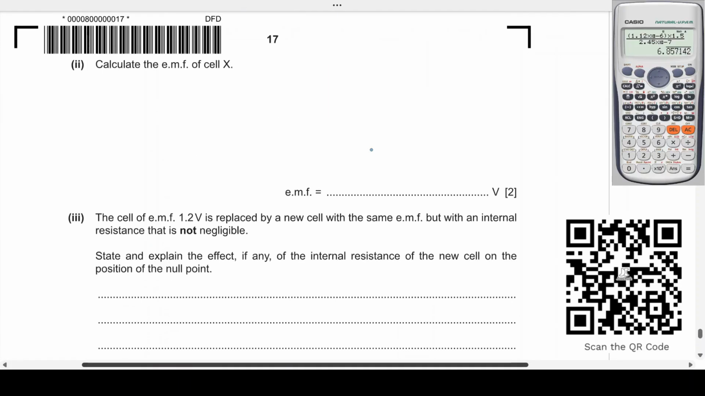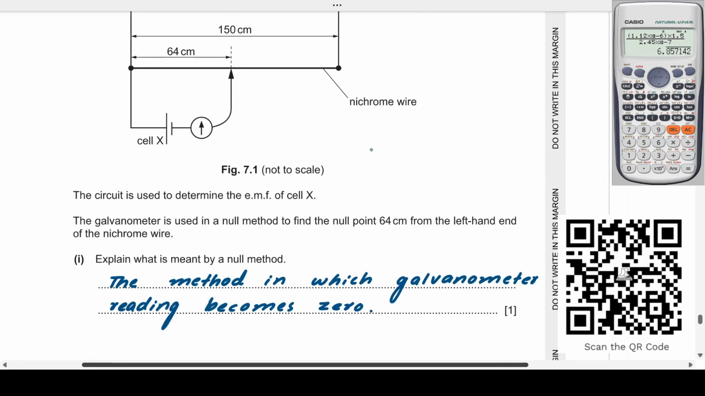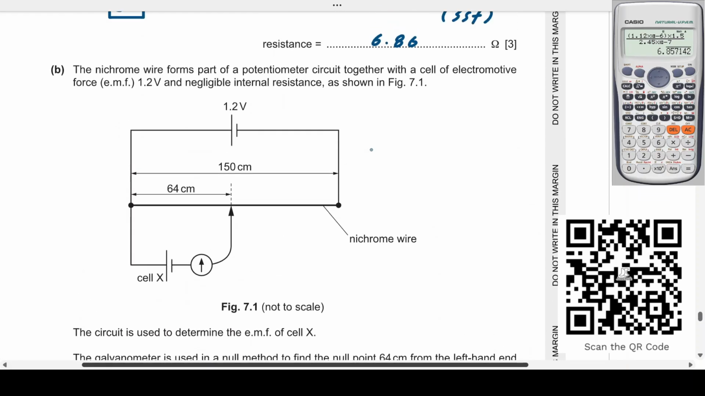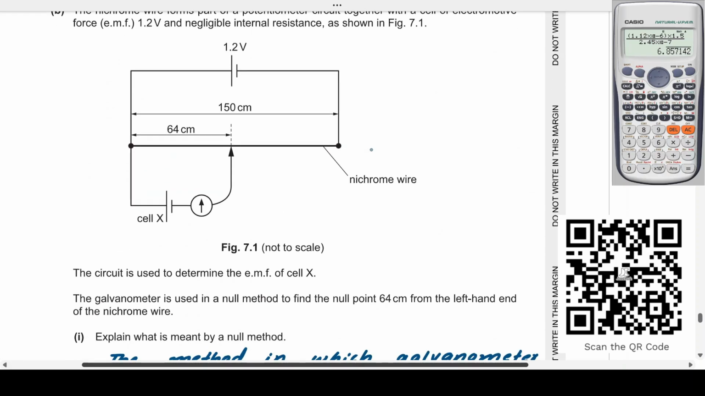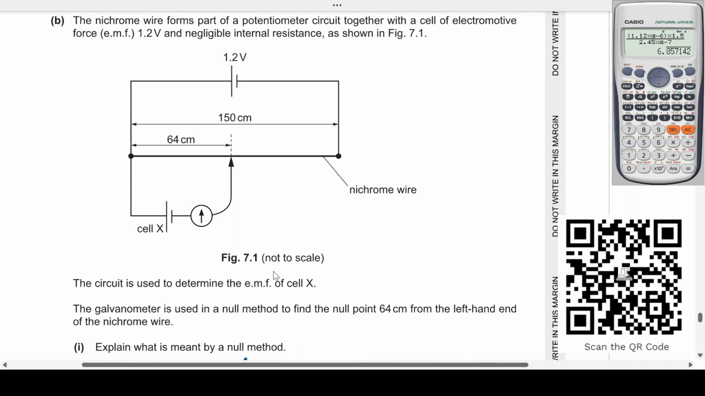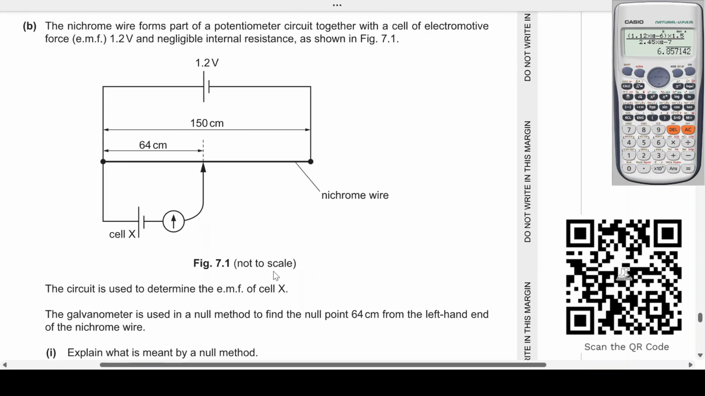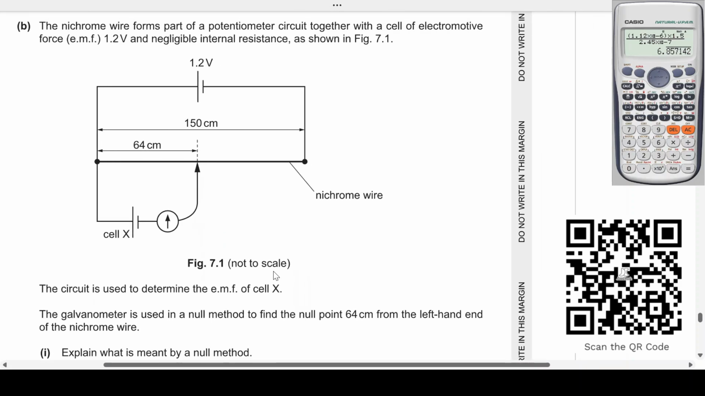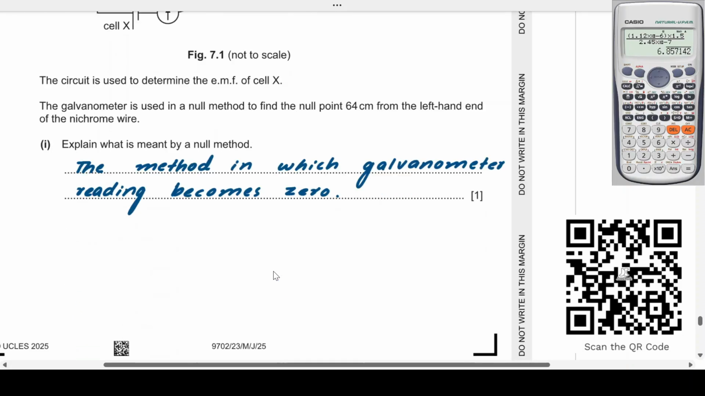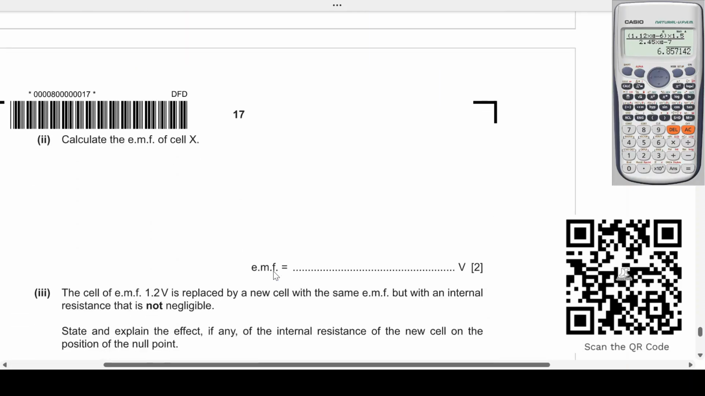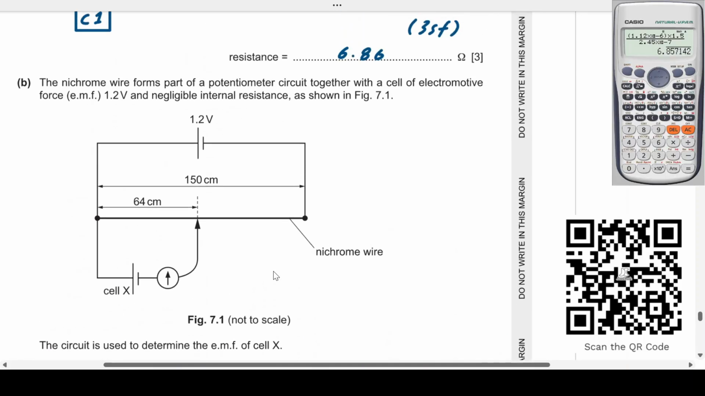Calculate the EMF of the cell X. Very important question and a standard question of potentiometer. So this is a textbook example of potentiometer. Whenever you get a question of potentiometer, this kind of variation is very common. Calculate the EMF of the cell X.